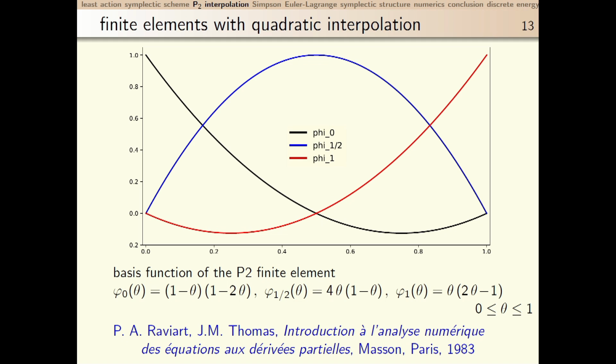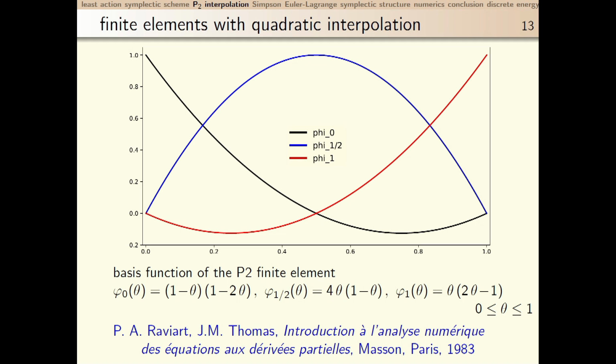Now I switch to P2 finite elements because P1 is interesting, but with P2 you begin to look at a non-trivial interpolation. What is P2? P2 is just to consider a quadratic interpolation, and you introduce what we call the basis function. In black, it is a function associated to the left degree of freedom, and for the middle degree of freedom and the right, it is equal to 0.